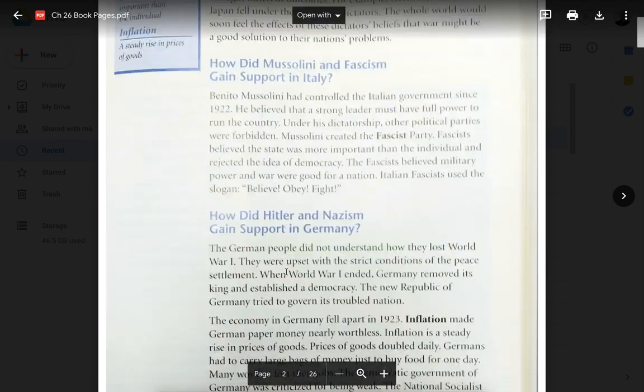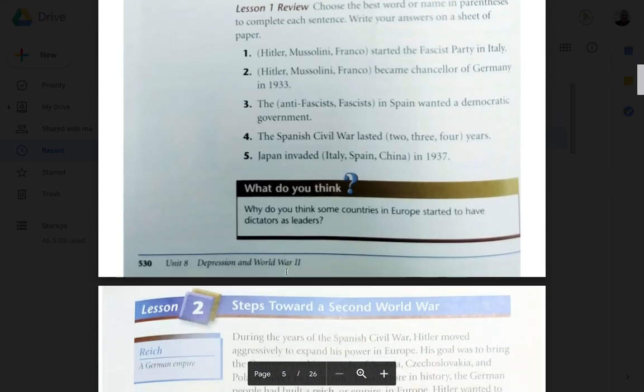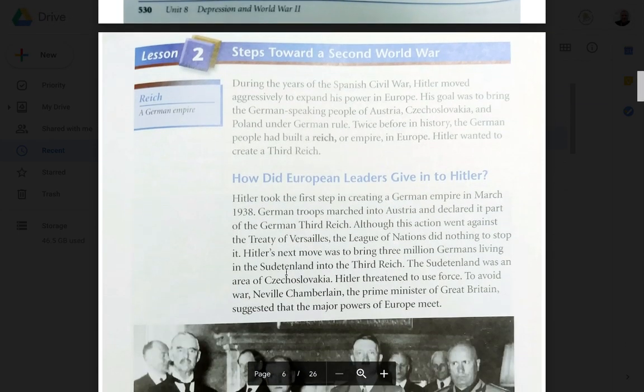All right, here we go on to lesson two. Lesson two, steps toward a Second World War. So, here we go. Words: Reich, a German empire.